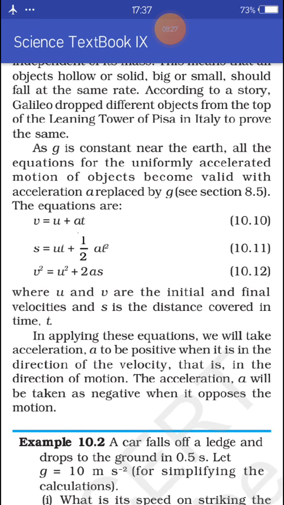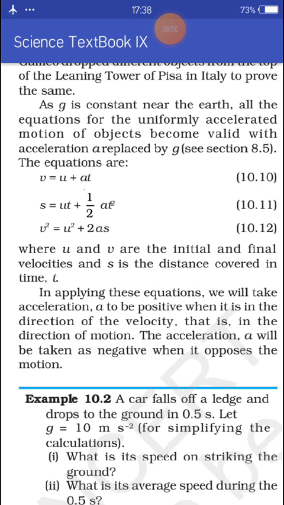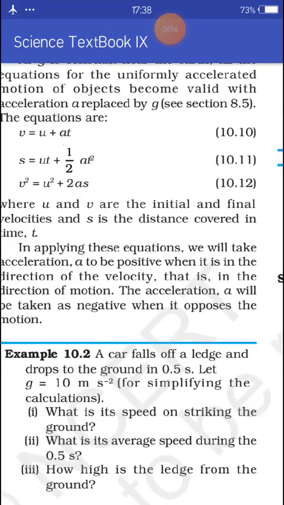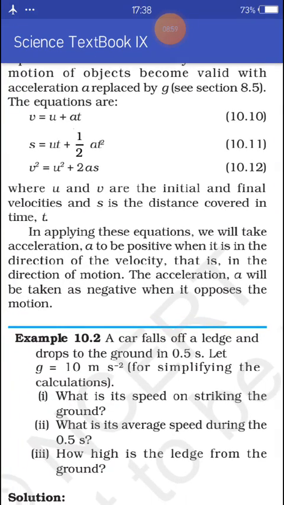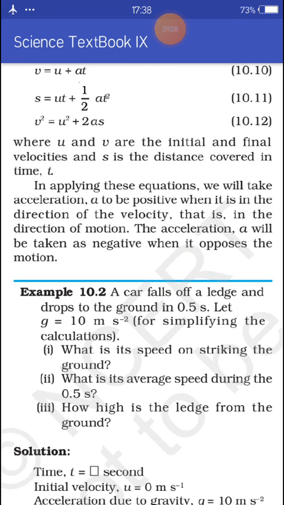As g is constant near the earth, all the equations for the uniformly accelerated motion of an object become valid with acceleration a replaced by g. Okay, what did we do? We just put g in place of a. So the value v is equal to u plus at. We can also write v is equal to u plus gt. s is equal to ut plus 1 half at square, so we also write 1 half gt square. Then v square is equal to u square plus 2as, so we also write 2gs, where u and v are the initial and final velocities and s is the distance covered in time t.